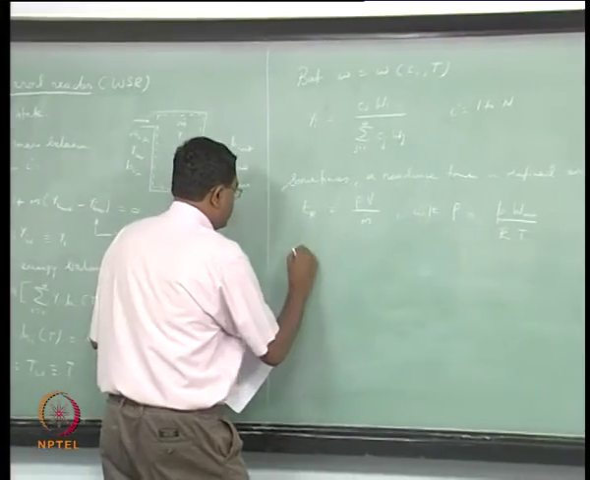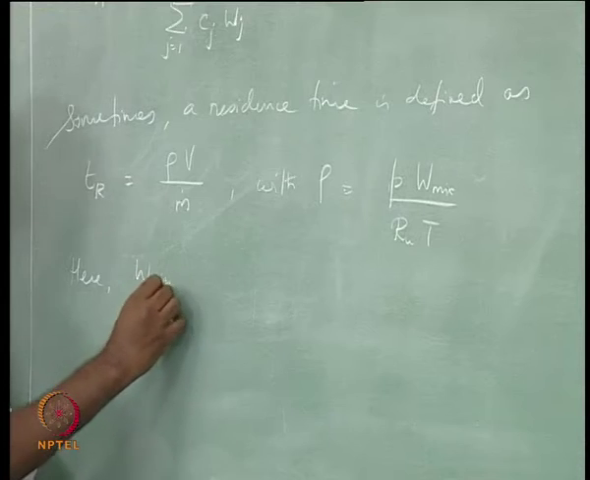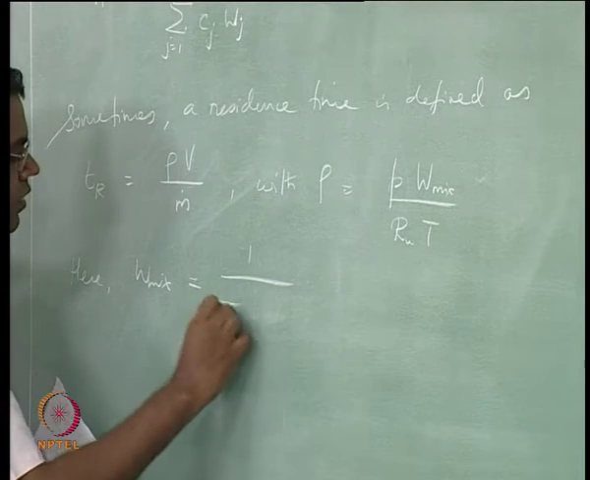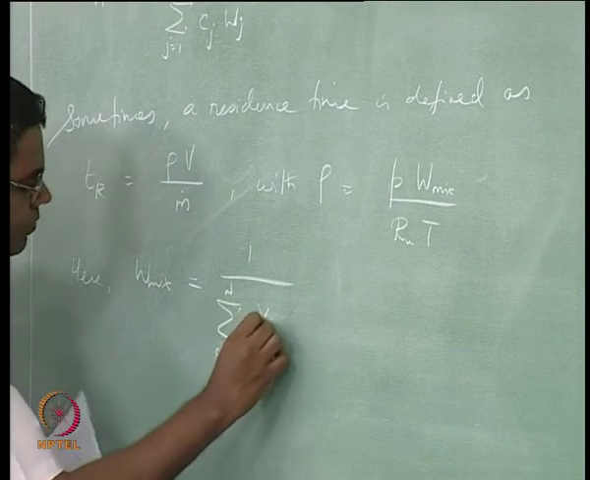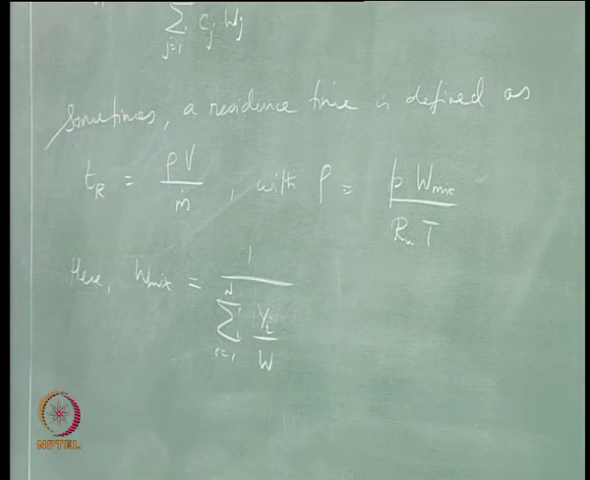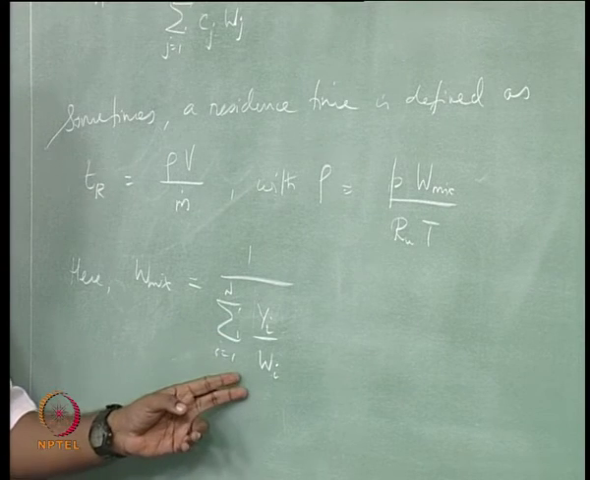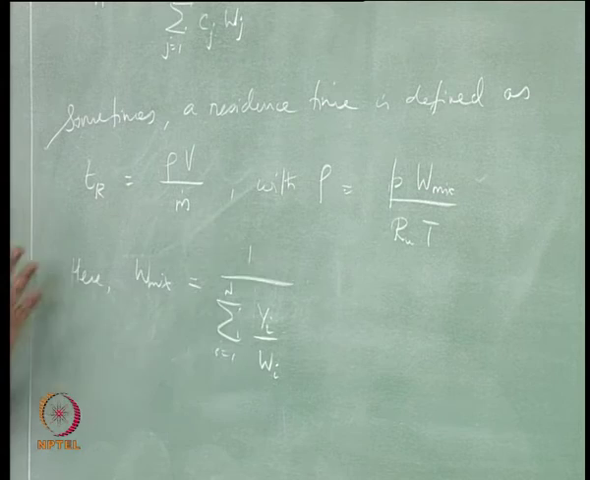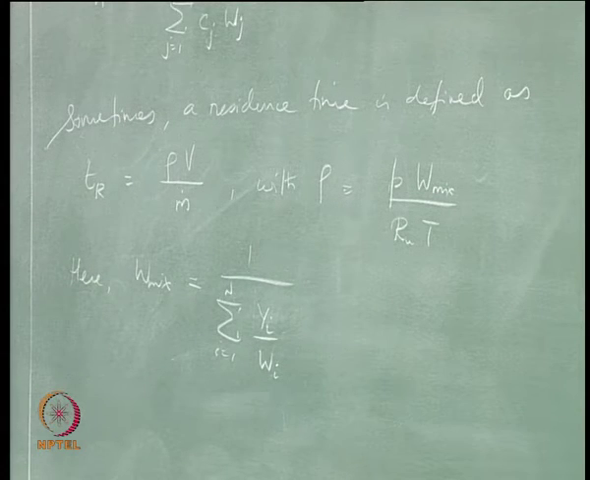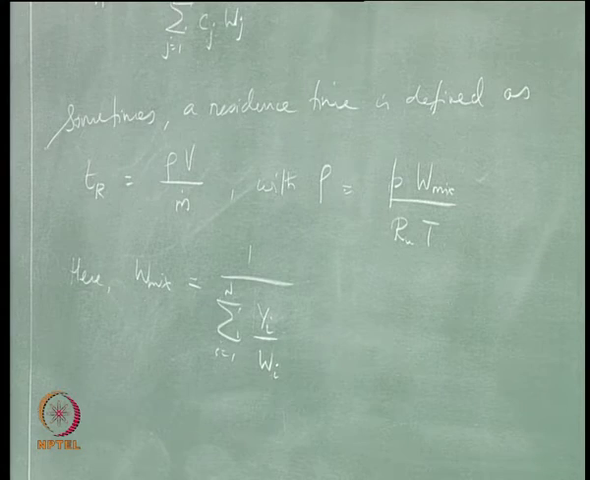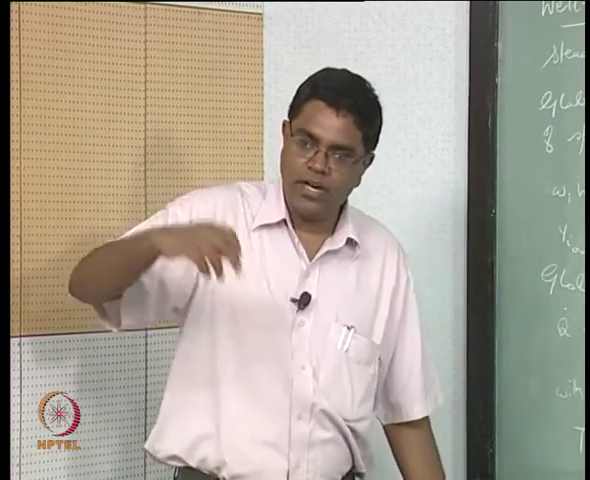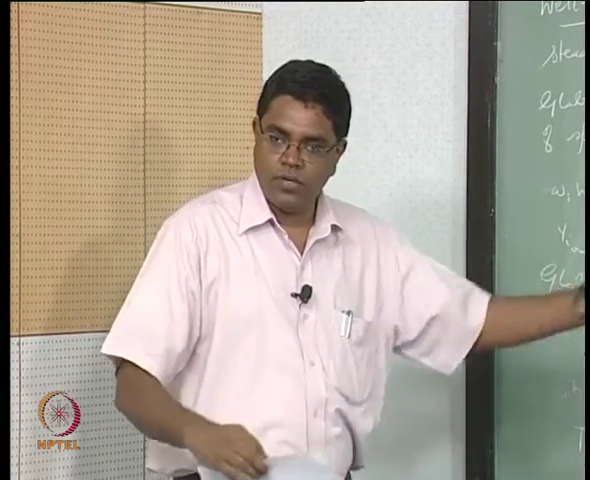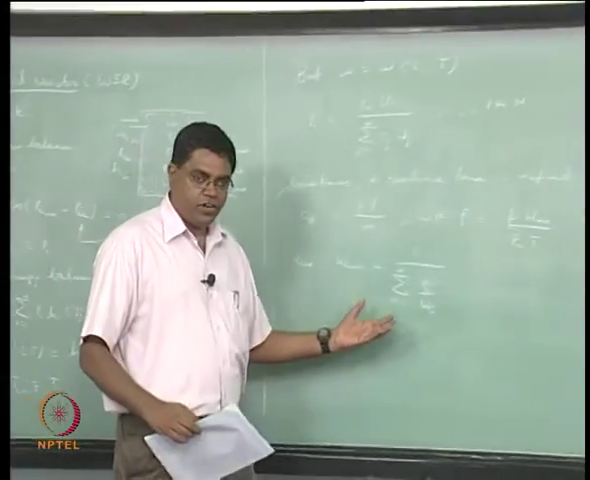Here W mix is the mixture molecular weight, which is not really defined, you can actually calculate it this way. It is obtained by a mass weighted approach: 1 over the sum over i equals 1 to n of yi divided by Wi. This is again a statement of mass conservation. If you take 1 mole of the mixture and look at its mass constituents, each of which has different molecular weights, how will the number of moles of each pan out, and then you add the number of moles and so on. That's how we are trying to do this. This can be derived, but I'm not going to derive it for you. I just stated it.